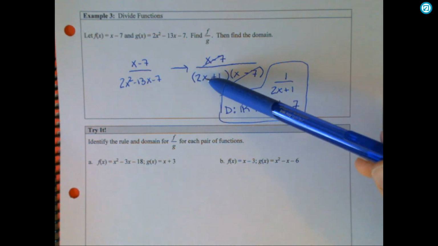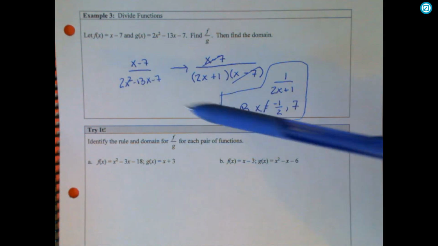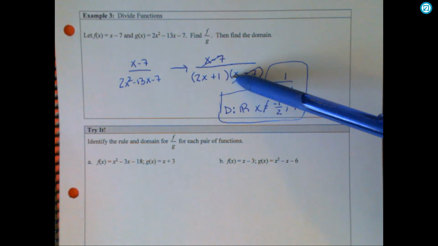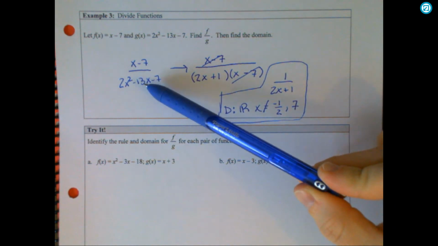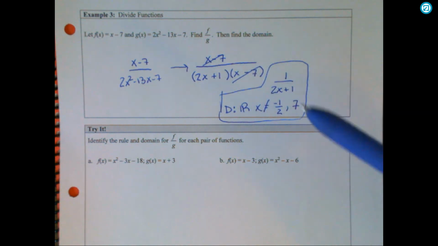You can check your work to make sure you did it right by multiplying it out. 2x and x give me 2x squared. 2x and negative 7 is negative 14x. 1 and x is a positive 1x. Negative 14 plus 1 is negative 13x. And then lastly, my 1 and negative 7 multiply to give us negative 7.